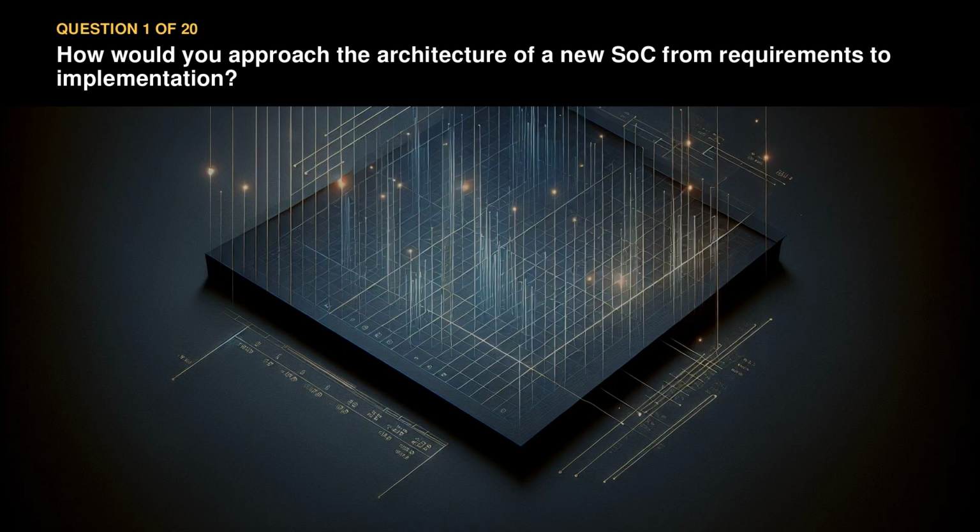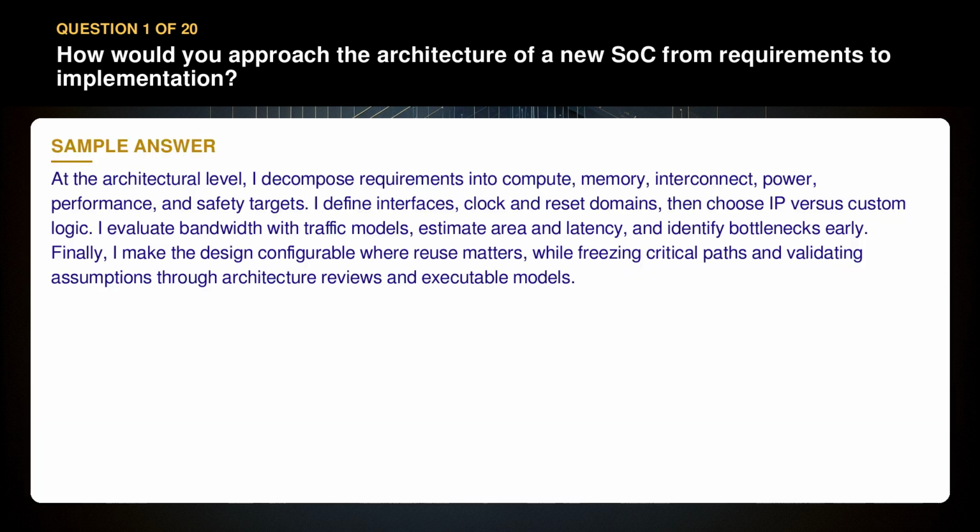Question 1. How would you approach the architecture of a new SoC from requirements to implementation? At the architectural level, I decompose requirements into compute, memory, interconnect, power, performance, and safety targets. I define interfaces, clock and reset domains, then choose IP versus custom logic. I evaluate bandwidth with traffic models, estimate area and latency, and identify bottlenecks early.